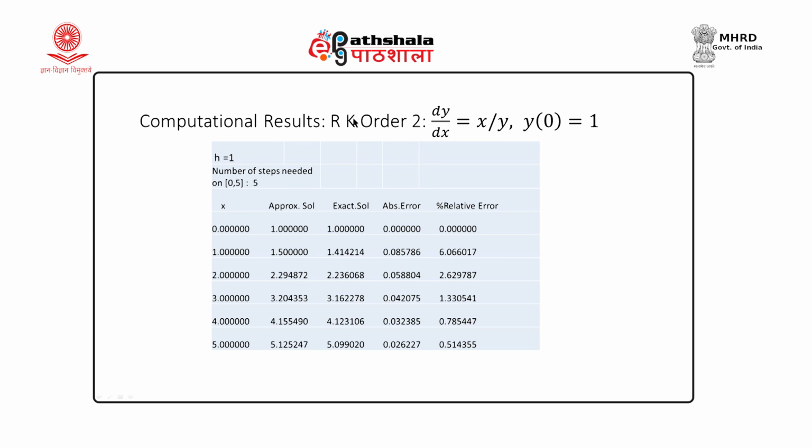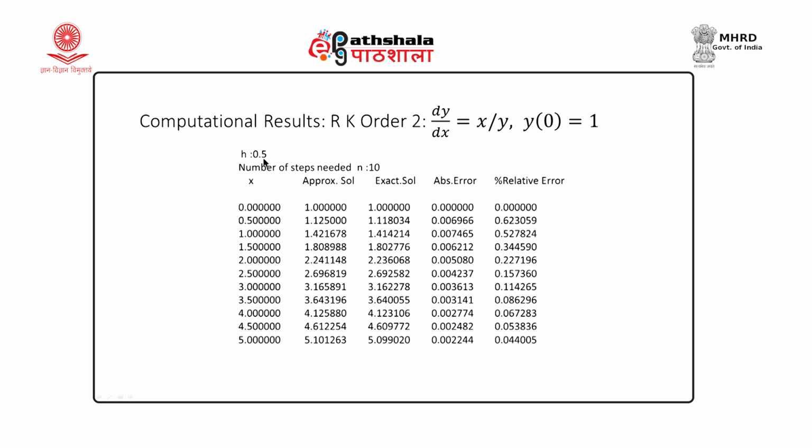Again, you can use the program or do it manually. With h equal to 1, we need only 5 steps to reach 5. We get an approximate solution of 5.125. The step size is quite large, equal to 1, yet the answer is correct up to 1 decimal place. The absolute error is 0.026227, and the percent relative error is 0.514335.